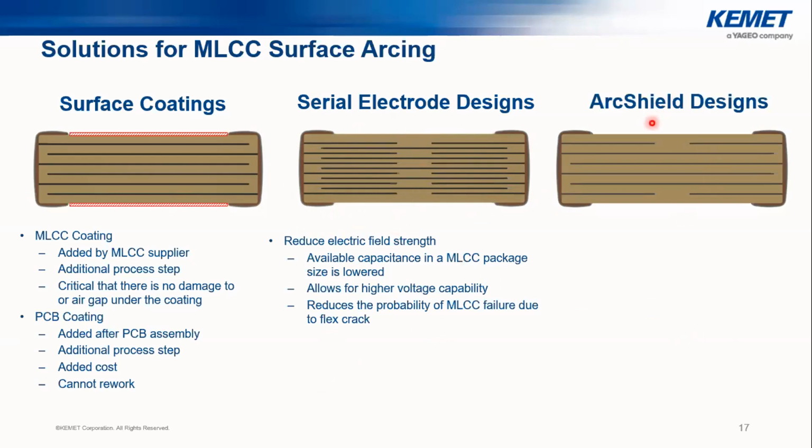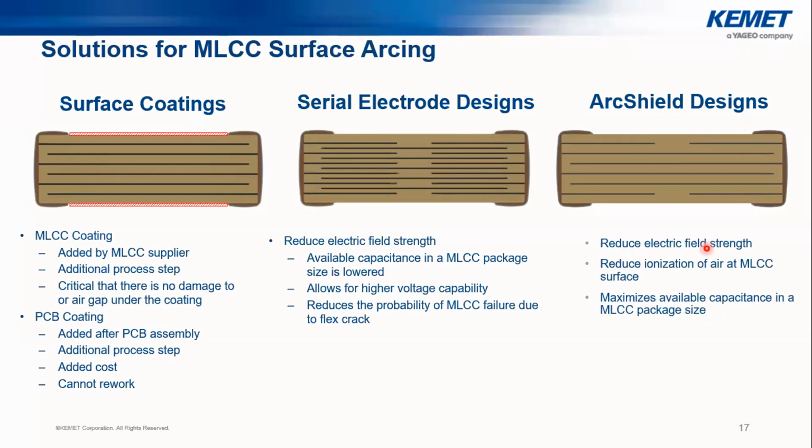But we also have a third solution, which we call the arc shield design. In the arc shield design, we have a special design for the first electrodes. Through this, we reduce the electric field strength and reduce the ionization of the air at the MLCC surface by reducing the electric fields on the surface. And through this, we maximize the available capacitance in the MLCC package size, because here we don't need to reduce the area that has capacitance as much as with the serial connection. And in the arc shield, we also increase the distance between the layers for higher safety.